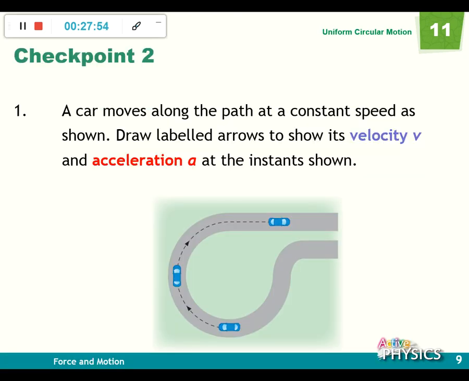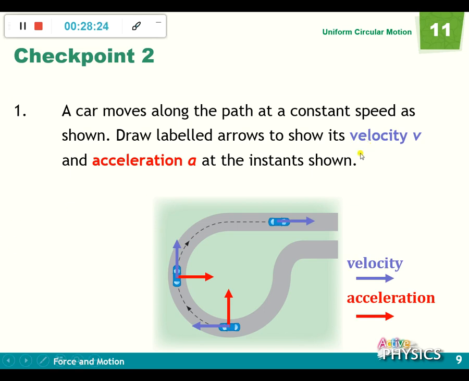Ch11.2. A car moves along the path like that. Draw the labeled arrows to show its velocity and acceleration. Remember, this one focuses on circular motion. If it is under circular motion, it has centripetal acceleration. So your answer should be like that.